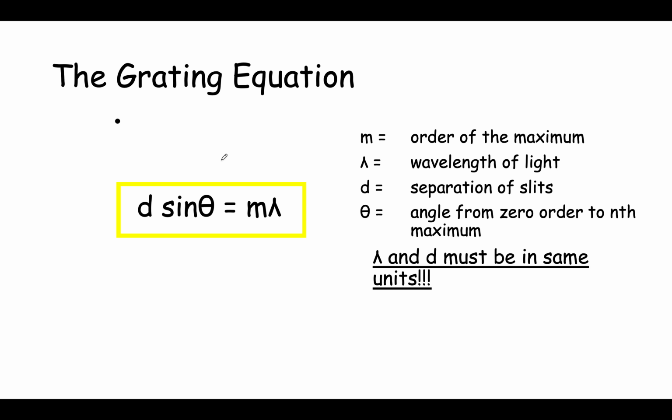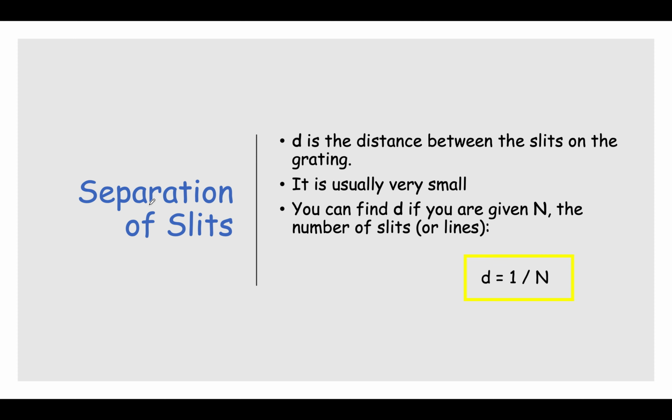However, there is one extra thing. This d is the distance between the slits, and because you have so many slits, you will have to figure it out by figuring out how many lines are in the grating. So you'll take one box and you'll divide that by the number of slits. That will tell you d, from the number of slits or number of lines. So this is important to find d first if you don't actually have the distance between them.